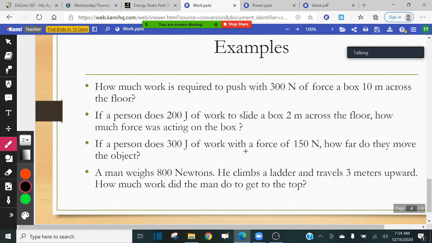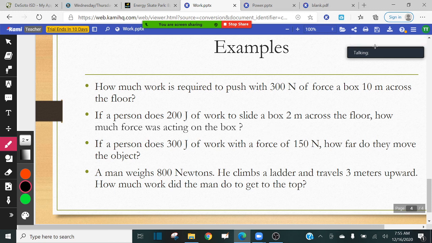All right, so let's do the last example here on the work PowerPoint before we move on to power. A man weighs 800 newtons. He climbs a ladder and travels 3 meters upward. How much work did the man do to get to the top? Okay, so this is interesting. Guys, the man's weight is 800 newtons. Imagine a man is climbing a ladder, and he has a weight of 800 newtons.